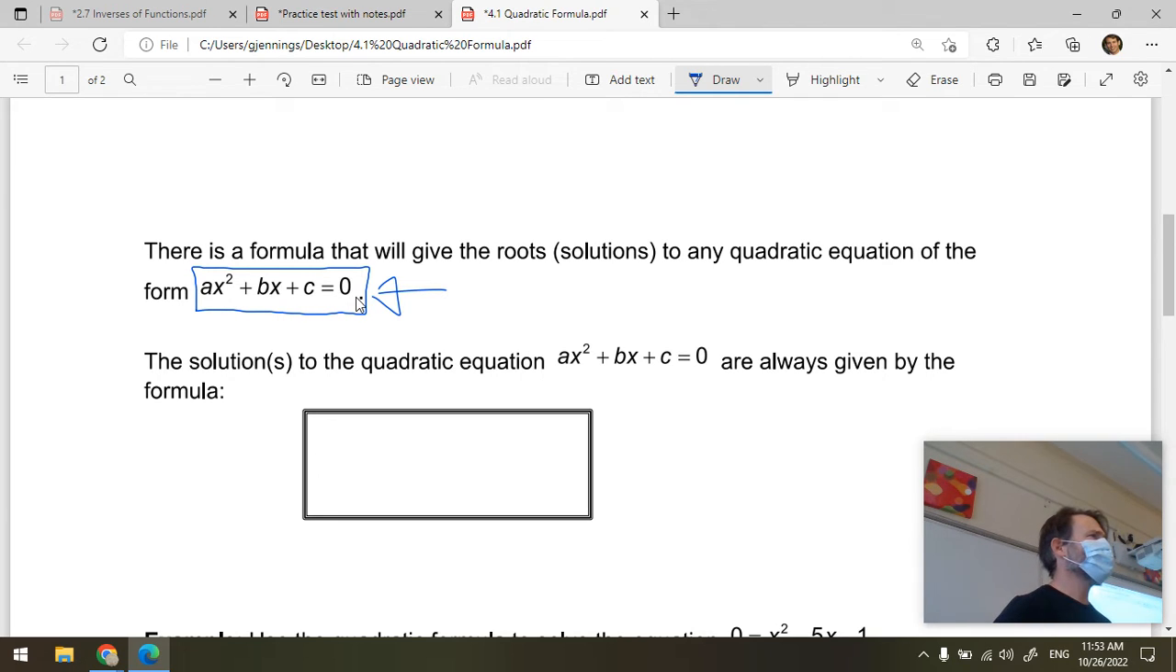Who has the quadratic formula off the top of their head? Anybody? Anyone? Oh, let me just check my tattoo. I have a tattoo in my brain.